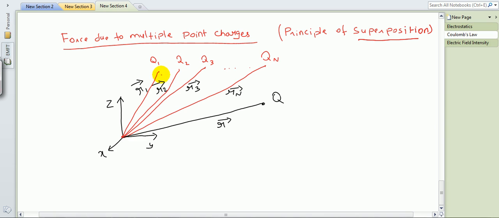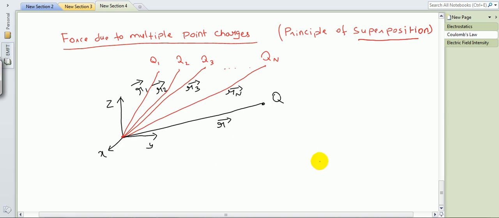I have to take in vector form because force is a vector quantity and the direction will make an effect. So I have to take vector addition. So I can add these forces in the vector form, and then I can calculate the total force due to all these charges on the charge q.